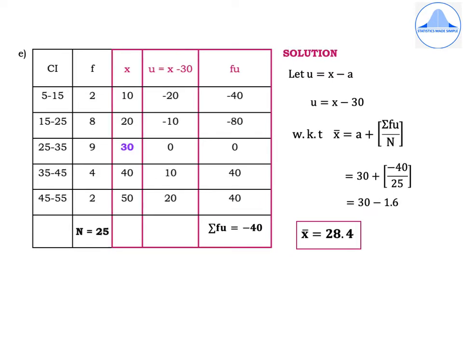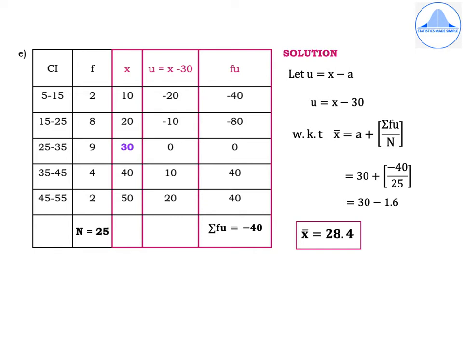Subdivision E. In the first column, we have the class intervals as 5 to 15, 15 to 25, 25 to 35, 35 to 45, and 45 to 55. The frequencies are 2, 8, 9, 4, 2, and capital N is equal to 25. So starting with the solution, let u be equal to x minus a, and now find the midpoints in the third column, which is denoted by x. So how do we find out the midpoint? It is lower limit plus upper limit divided by 2.